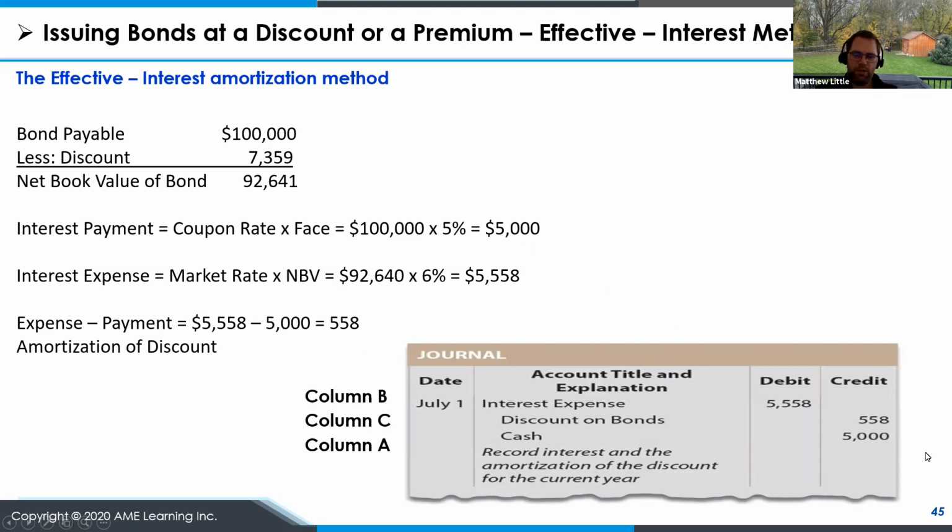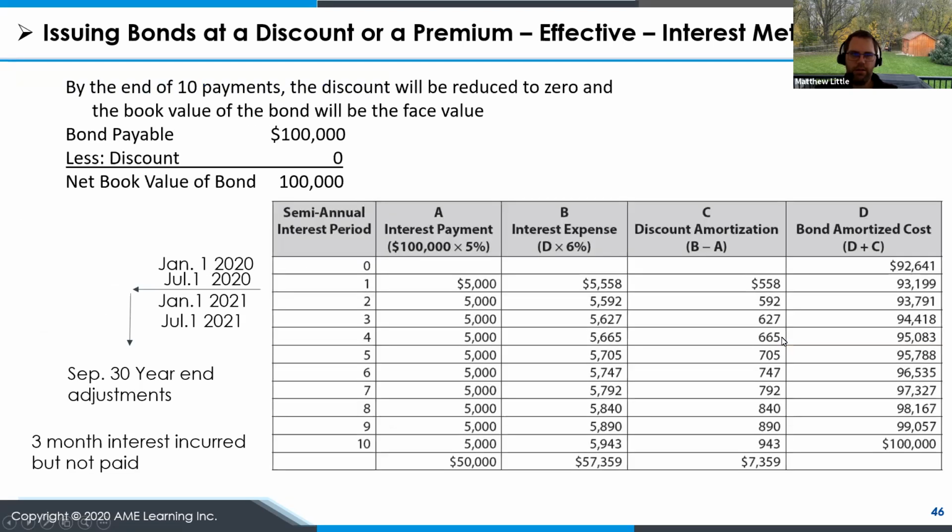So our journal entry, as you can see on screen, is a credit to cash for $5,000 that we're physically giving the bondholder, an interest expense recorded per our calculations of $5,558, and then the discount on bonds is credited for the differential. So again, popping this up on a table, it looks the same. The only difference in this case is when you issued at a discount, your interest expense slowly increases instead of decreases over the life of those payments. And the discount amortization slowly increases as well.